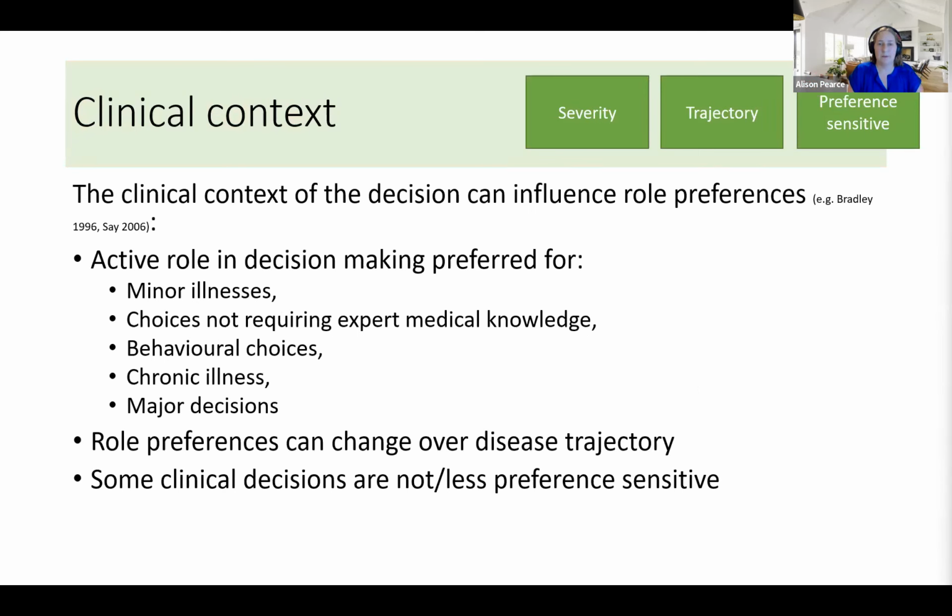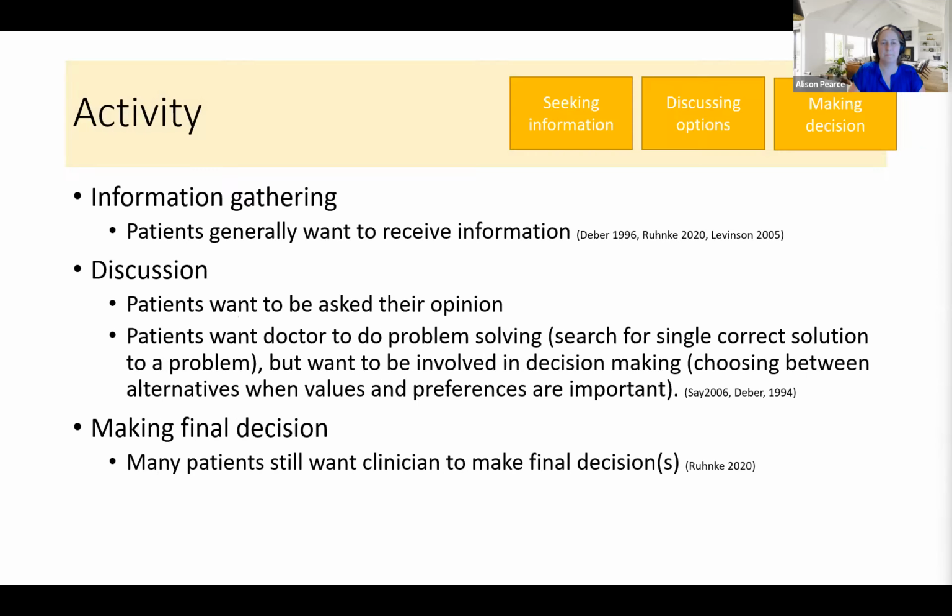So I mentioned this briefly before, but there's some evidence that people have different role preferences for different types of medical decisions. So active roles are preferred for minor illnesses or behavioural choices like quitting smoking. And these can change, as we heard from Semra, over the disease trajectory, which is consistent with patient characteristics such as having an experience of an illness making you more likely to want an active role in decision making. And also just to flag again, it's been mentioned before, but not all clinical decisions are preference sensitive or appropriate for shared care. So there's certainly some clinical context that influences some of this.